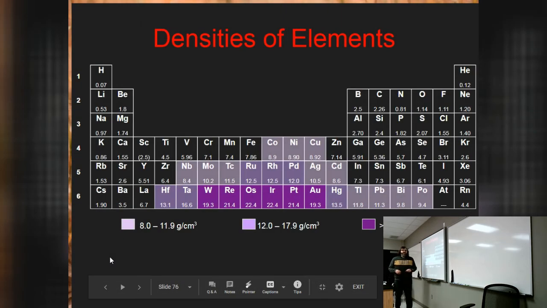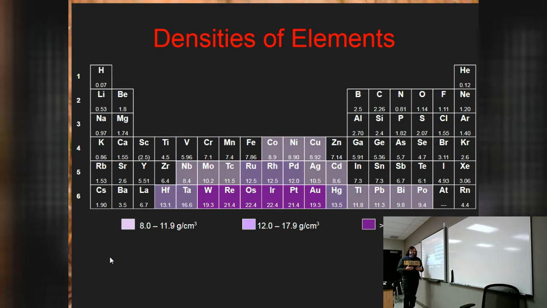Another periodic trend we can see is densities. Density is very similar to melting point in a way. They're not exactly the same, but in the transition metals, the middle portion of the periodic table, we see the highest density elements. Osmium, iridium, platinum, gold, those are extremely high density metals. As we move away from that area in the middle, we get lower and lower densities. So the higher densities are in the middle.